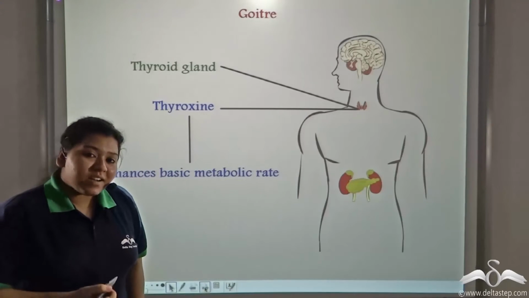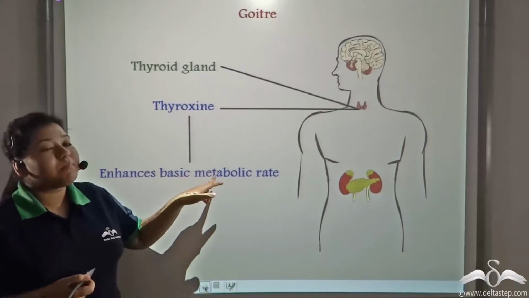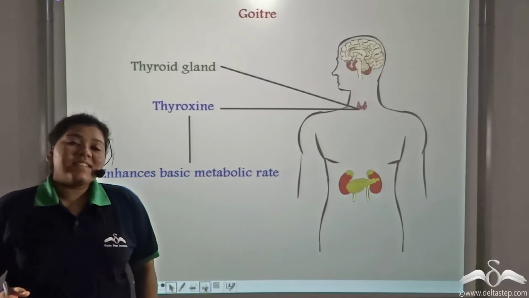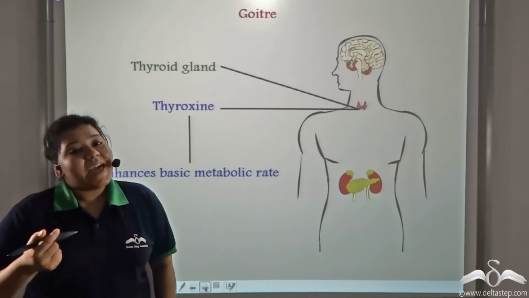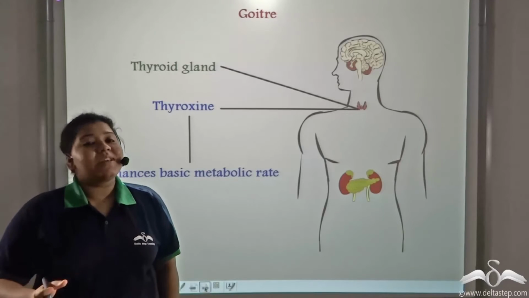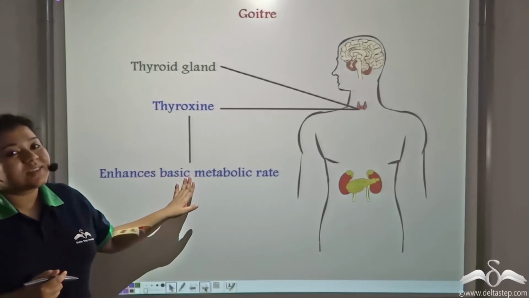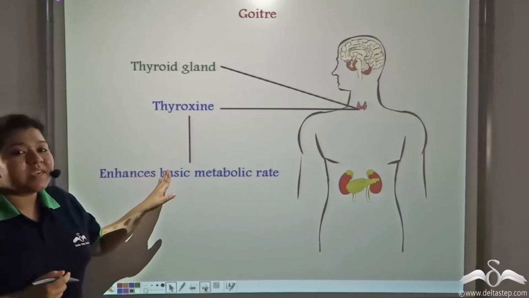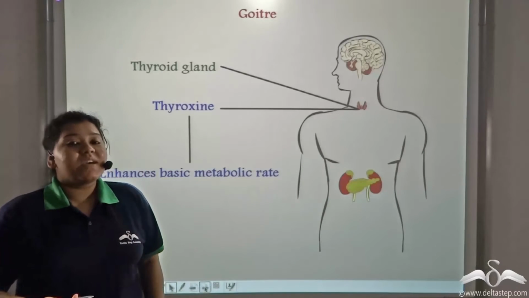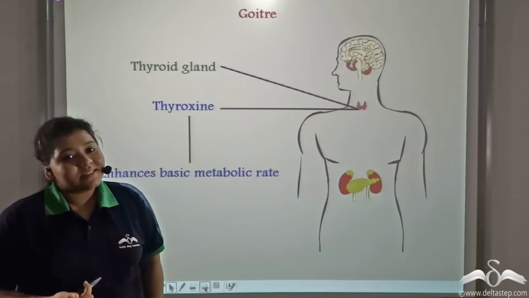Now, the main function of thyroxine is to enhance the basic metabolic rate. Now, basic metabolic rate is the rate of cellular activities which produces energy even during the rest conditions. So, less amount of thyroxine would mean less BMR or basic metabolic rate, and that is why a person tends to feel very fatigued and sluggish.